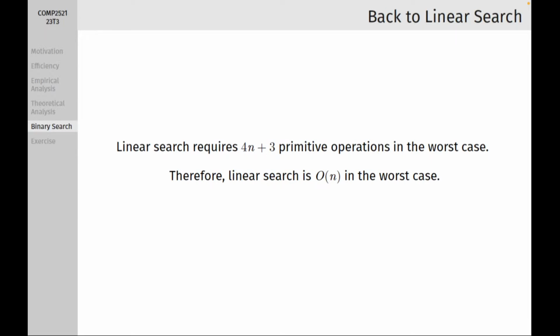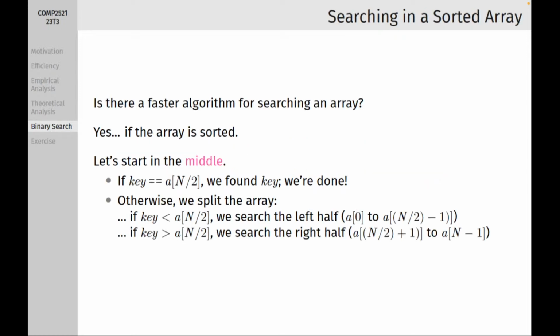All right, so back to linear search. Linear search requires 4n plus 3 primitive operations in the worst case. So it's linear in the worst case. But can we do faster? Is there a faster way of searching through an array? And the answer is kind of yes and kind of no. It is possible if the array is sorted.